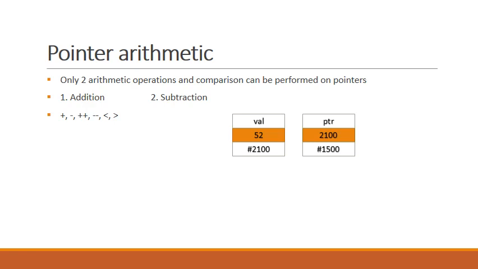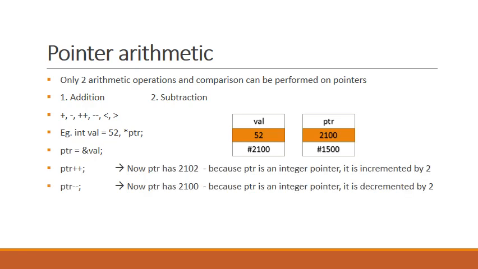Two variables. One is val. It's a normal integer variable which contains the value 52. And another one is a pointer variable PTR, and it contains the address of val, which is nothing but 2100. Right? So this is the appropriate declaration for that. Int val is equal to 52 and star PTR. PTR is equal to ampersand val. This is the initial assignment we provide.